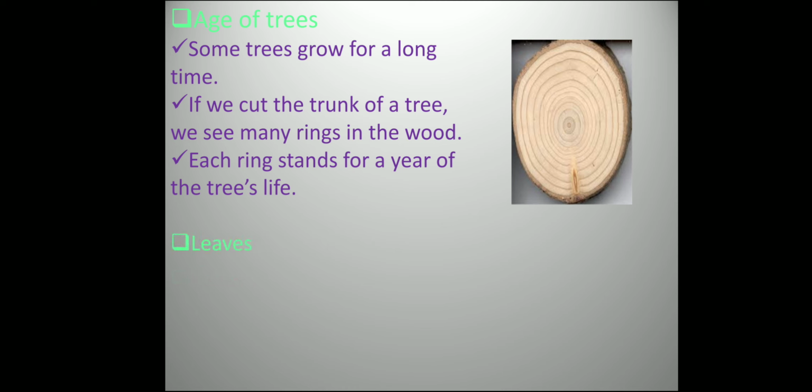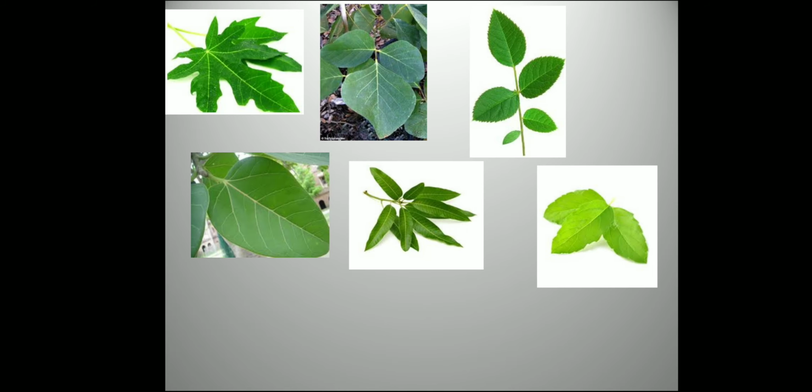Next point, leaves. Leaves are the food factories of plants. So, the answer is leaves are the food factory of plants. They are mostly green in color because of the presence of the green pigment chlorophyll. Leaves have different shapes and sizes. See here so many pictures of the leaves. These are all different plants' leaves.